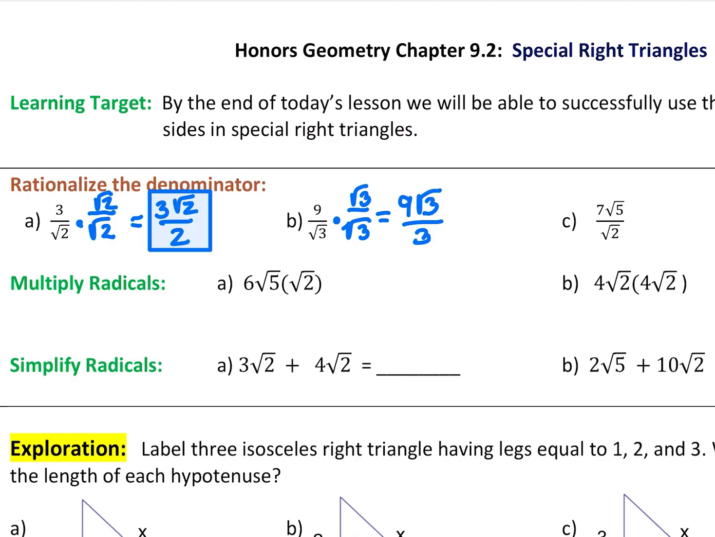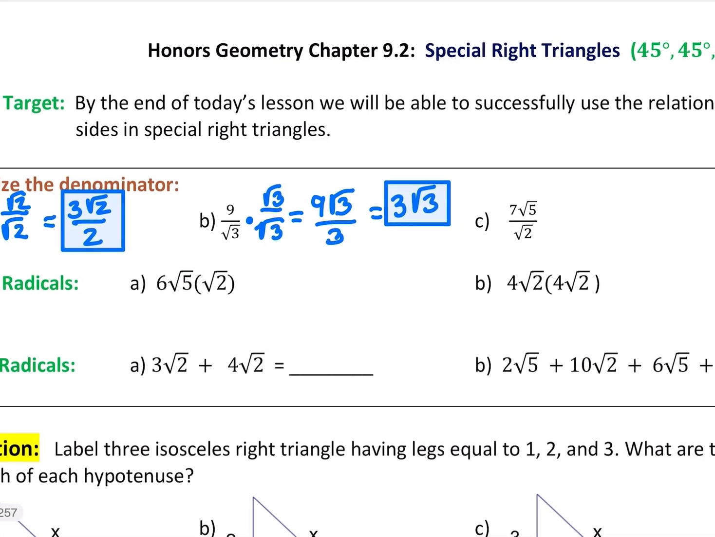Now, before you move any further, I want you to notice these outside numbers that are not inside the square root. Notice that number in the front, 9 over 3. You always want to double check that it is simplified. 9 is divisible by 3, so that leaves you with 3 root 3. Now this is simplified. So always take it one step further. Make sure you take a look at what you have.